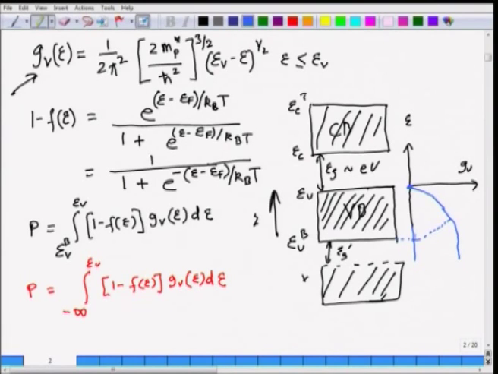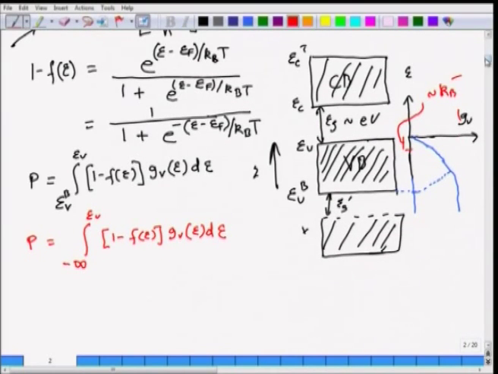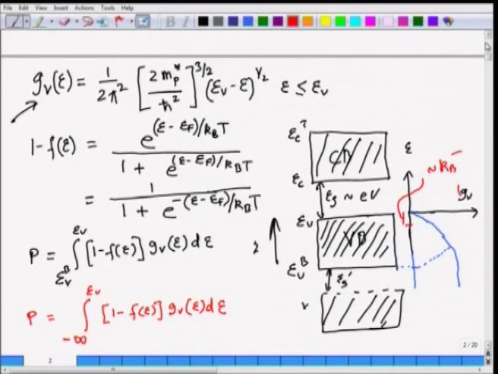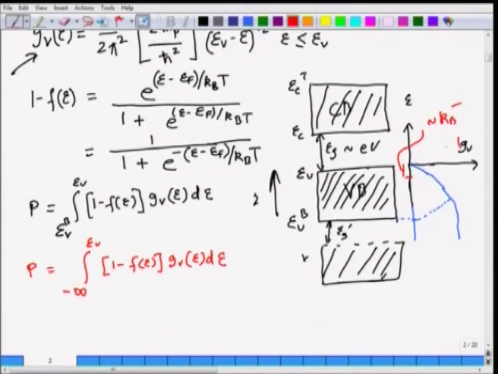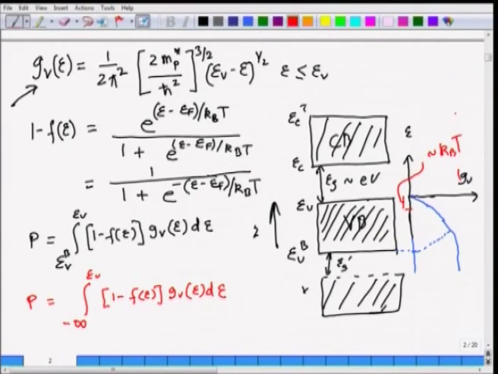However, by the same logic, we are going to say that again this product, 1 minus f(E) times G_V, lies only within a few kBT, on the order of kBT, only up to this much energy. This happens even though G_V is given by this curve right here, this equation that I plotted as the solid blue line.